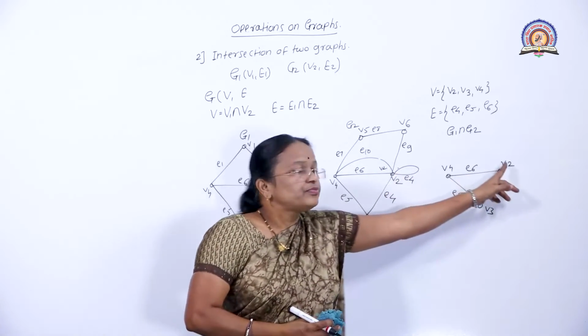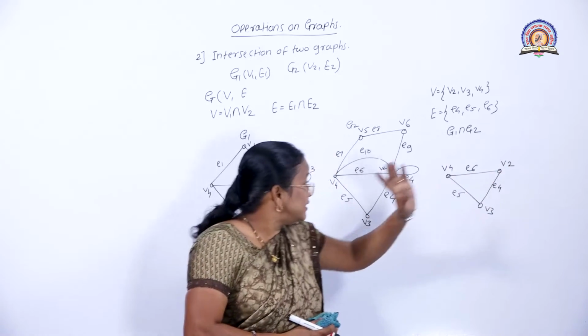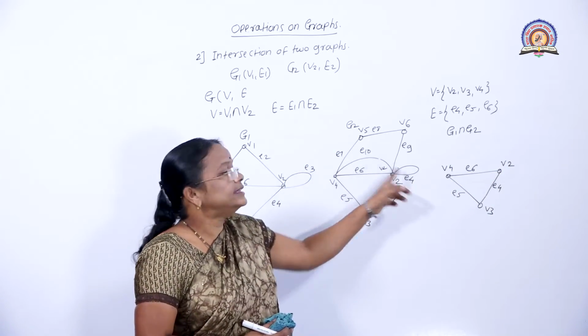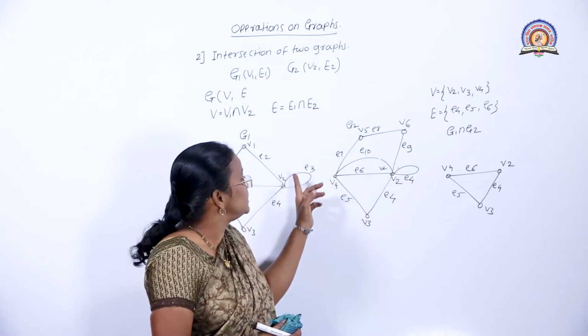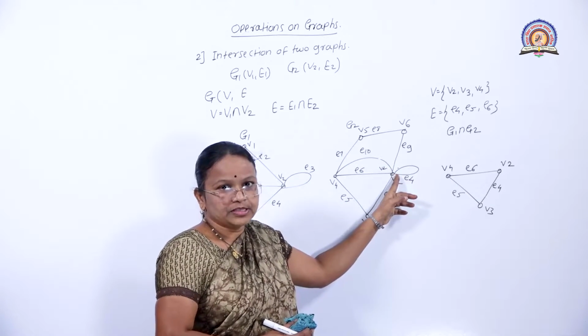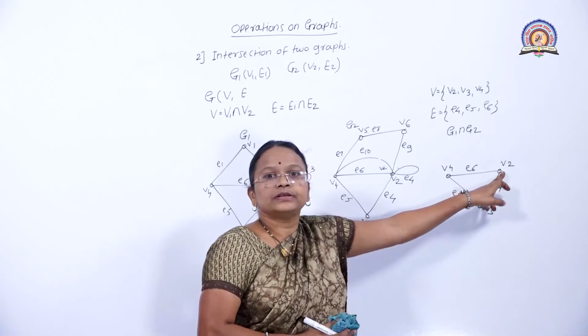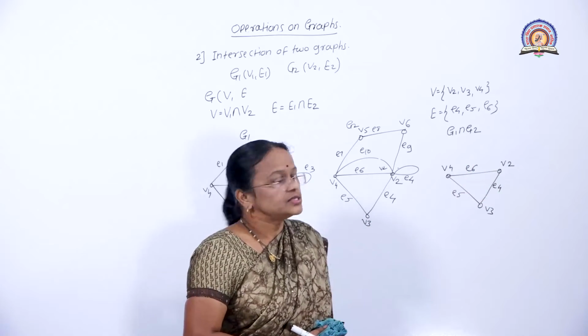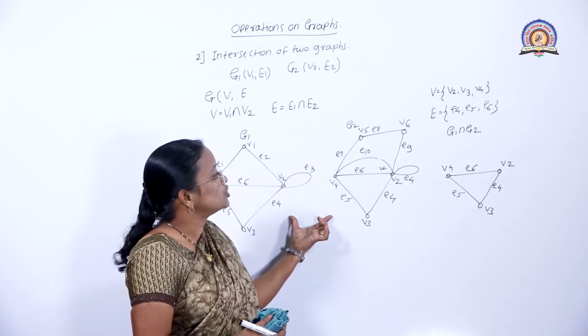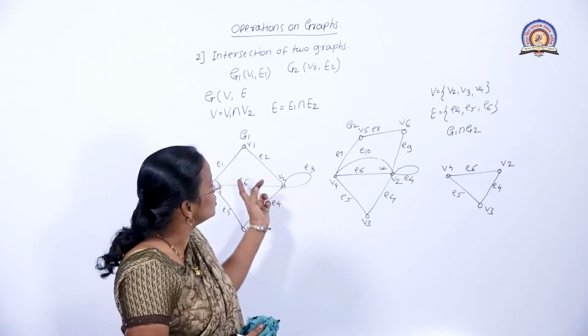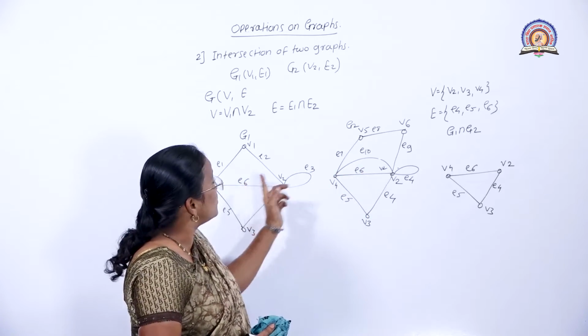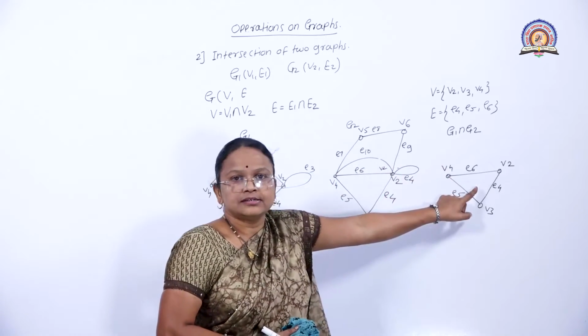Though the loops appear here, you observe that their names are different. These are different loops, so we cannot draw that loop here. So this is the intersection of two graphs. The intersection of two graphs means the common graph from both the graphs.